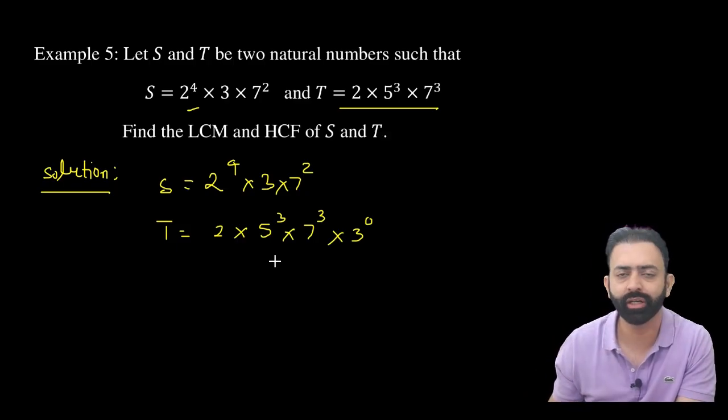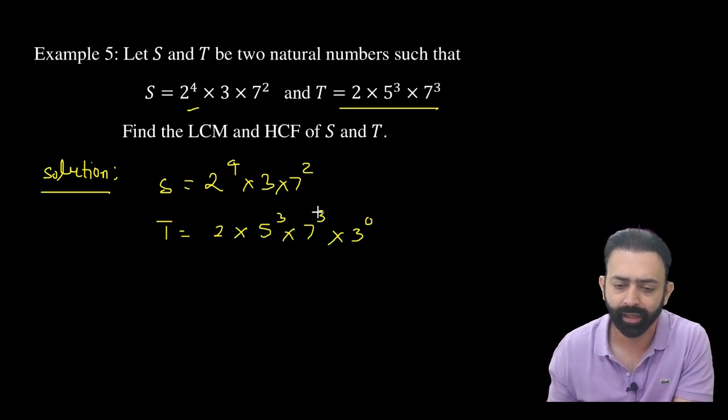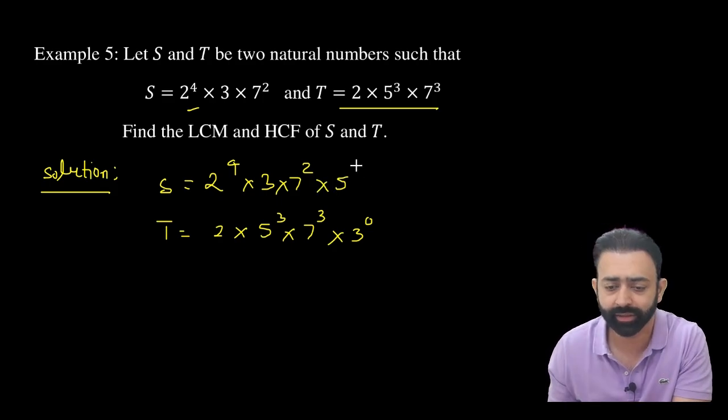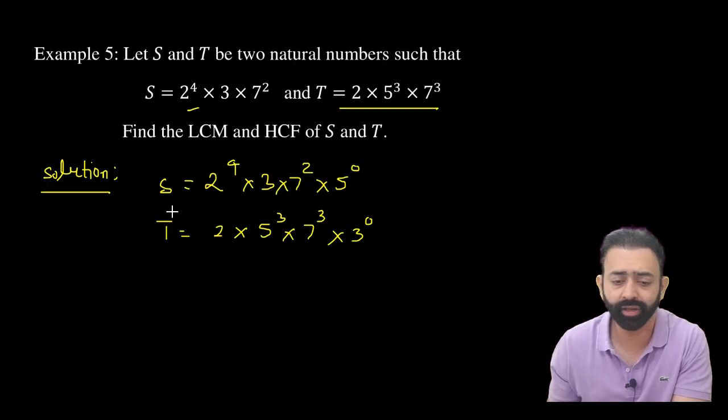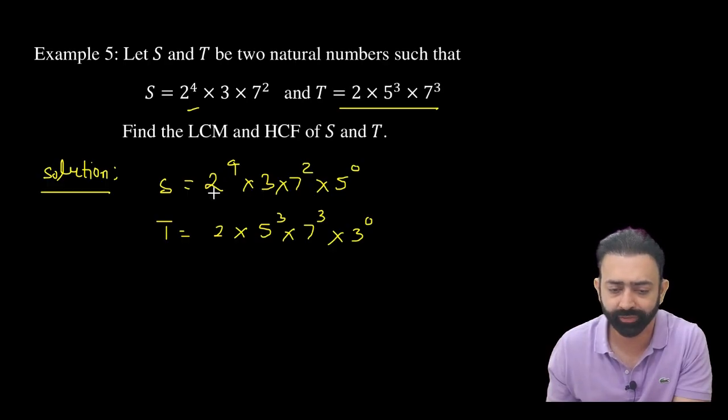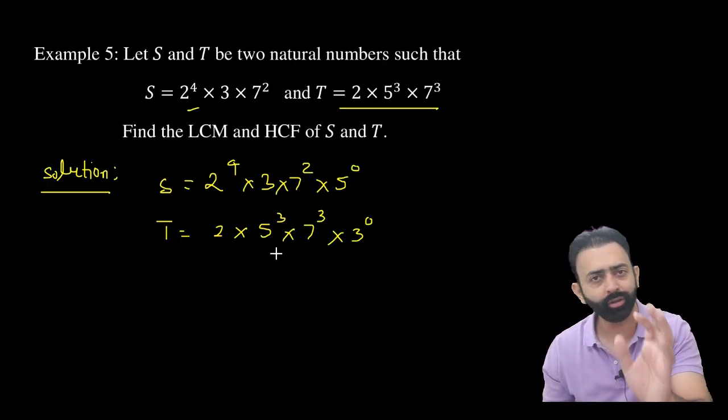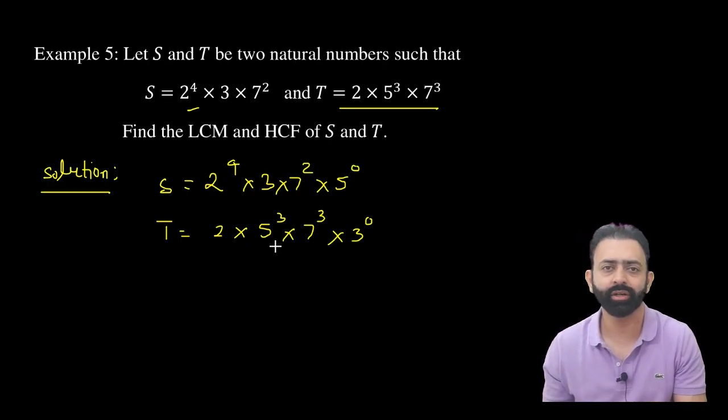Okay, so we just need to find out the highest and lowest exponent. And again, since 5 is not there in s but it is in t, just to include 5 in s, we will write this as 5 raised to power 0, right? So now, as you can see here, both in s and t we have all the 4 prime numbers written with some exponent. So we have 2, 3, 5 and 7 here, and here also we have 2, 3, 5 and 7. Now we have all the common factors.